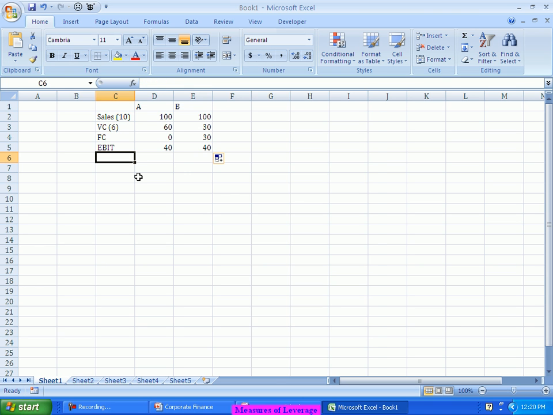Now let's say this company doesn't have any loan. No loan. So interest, I'll take it as 0. And let's say for this company the interest is another 10 million. So finally the profit before tax is 40 for this company, whereas it is 30 for this company.